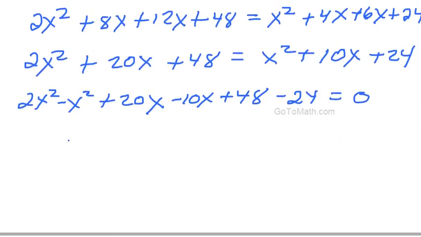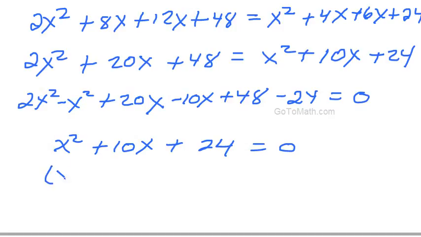Alright, and combine the like terms, so 2x squared minus x squared is x squared. That's going to be 10x. And what else we got? 48 minus 24 is 24. Okay, easy enough. Okay, so we want to factor this thing and see what happens.